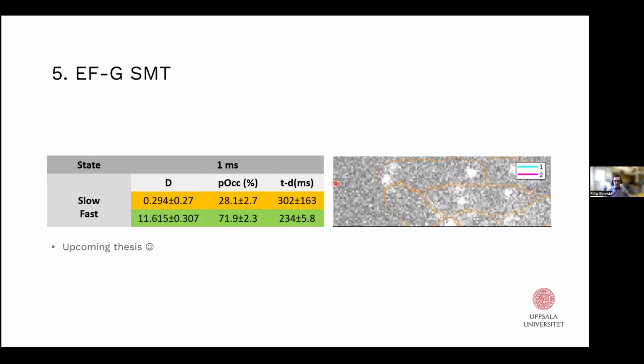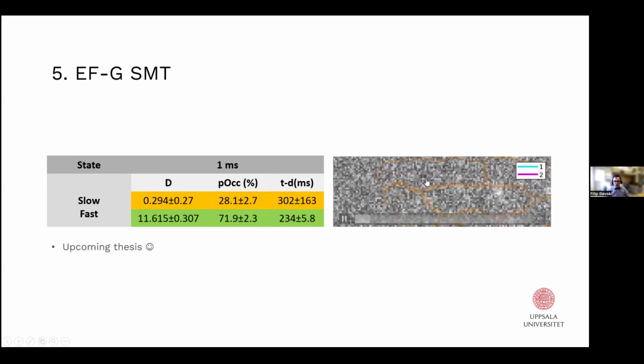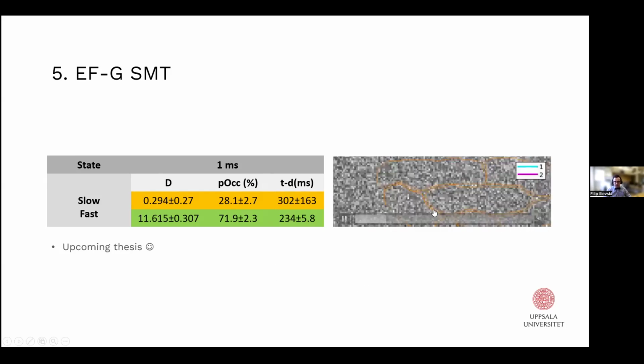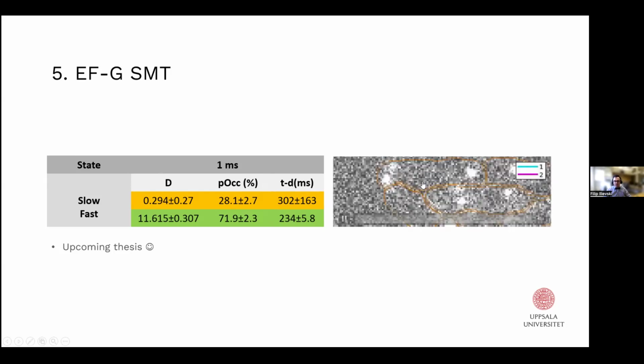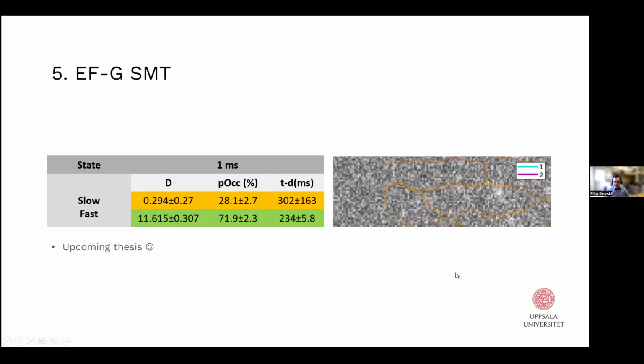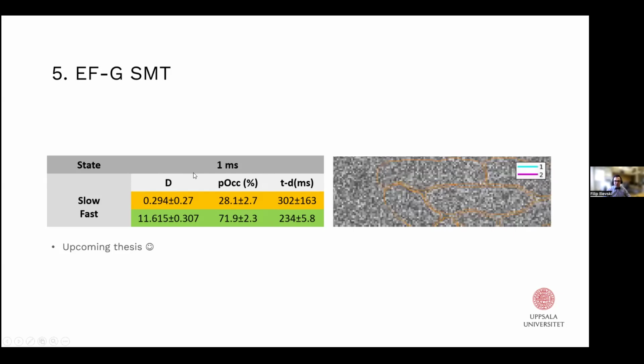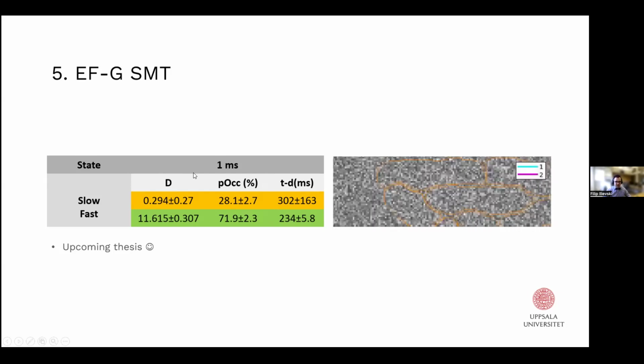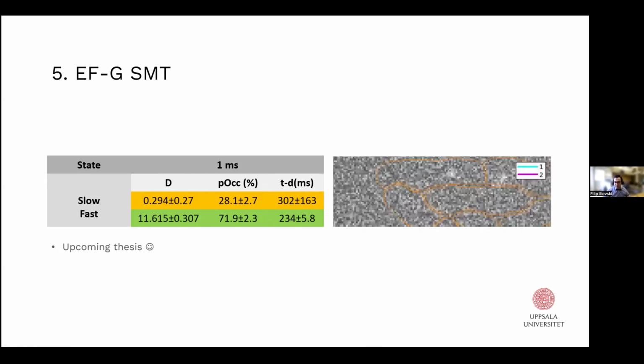This is a video of how a single labeled EFG looks. It's moving pretty fast. This is inside the cells. We can label it, we can track it, and we're just now optimizing certain things. You will read about this more in the thesis.